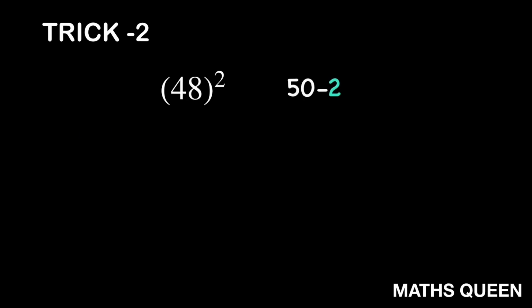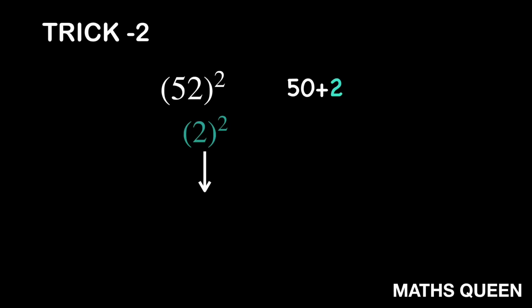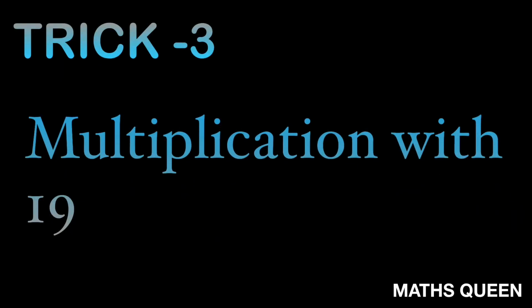48 square. It is 50 minus 2. 2 square is 04, and subtracting 2 from 25, we have 23. Answer becomes 2304. Next, 52 square. 52 is 50 plus 2. 2 square is 04, and adding 2 to 25, we have 27. Answer becomes 2704.